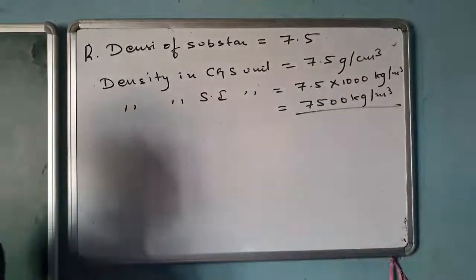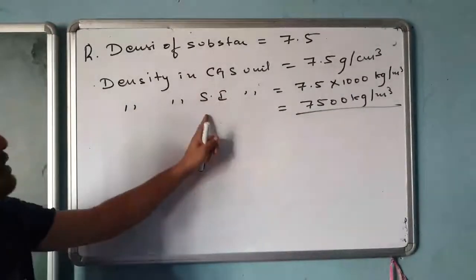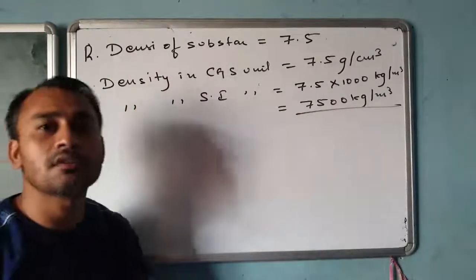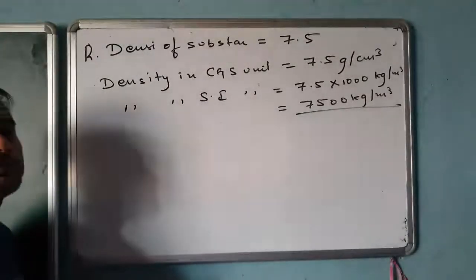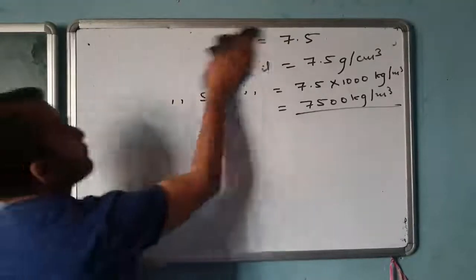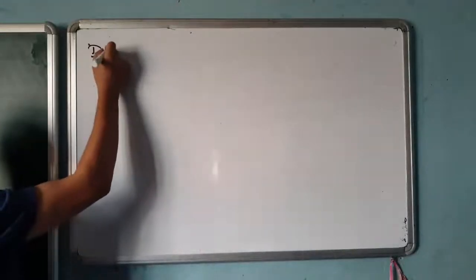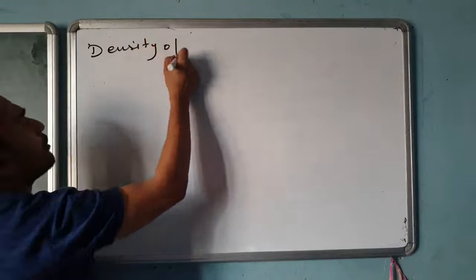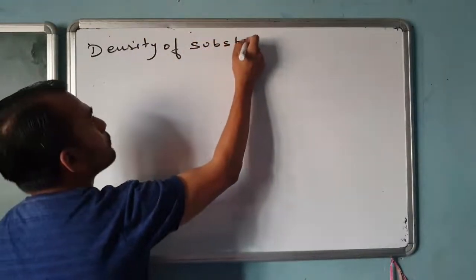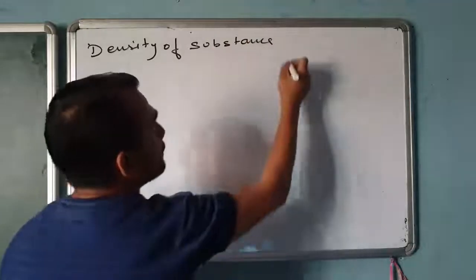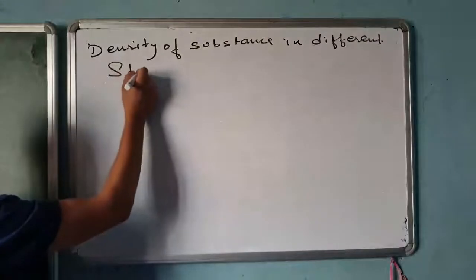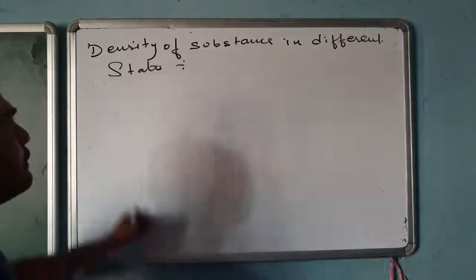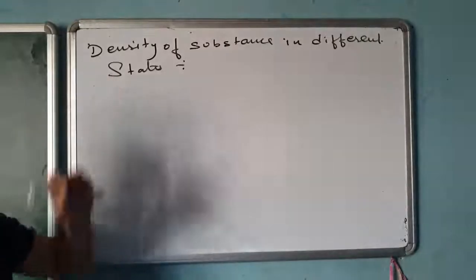So this is how we can find the density either in CGS unit or in SI unit whenever the relative density of substance is given to us. So this way we will end this topic, the relative density. Now the last topic that we will be discussing today is density of substance in different states. We will briefly learn about this one.